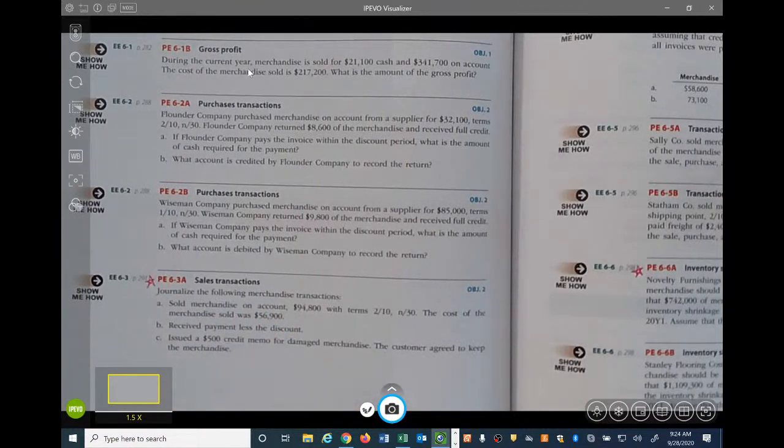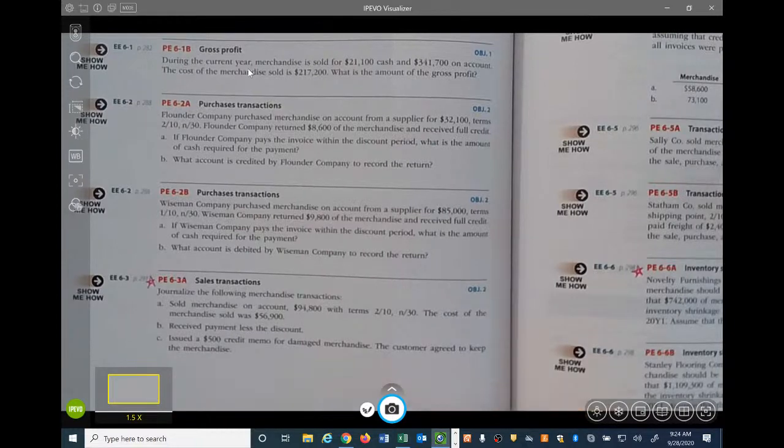It said that we sold merchandise on account for $94,800 with the terms of 2/10, net 30. What does 2/10, net 30 mean? That's the discount terms, right? So what does 2/10 mean? 2% within 10 days, right? So if you pay within 10 days of the purchase date, you get 2% off the listed price, right? The N30 is net 30 days, so they still want their payment the full amount within 30 days, right? So that's what the trade terms mean.